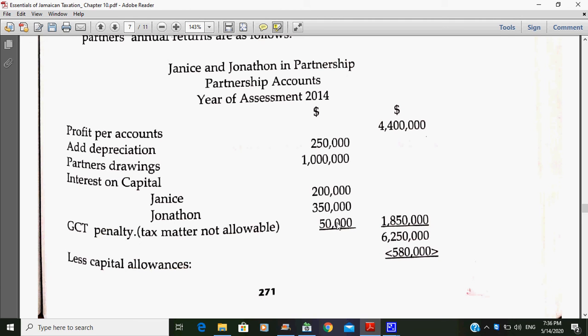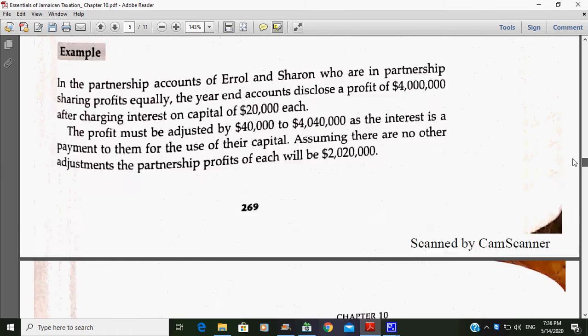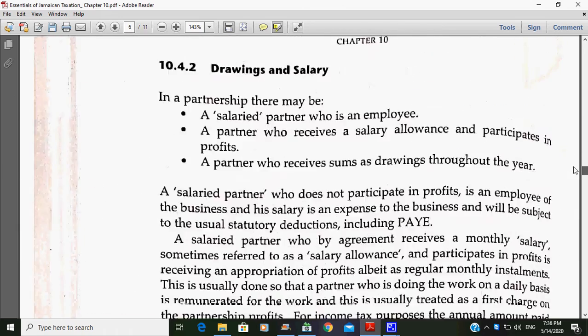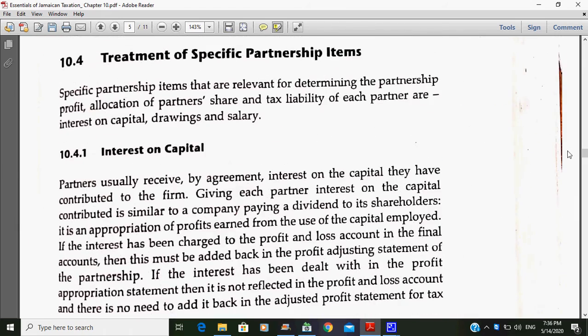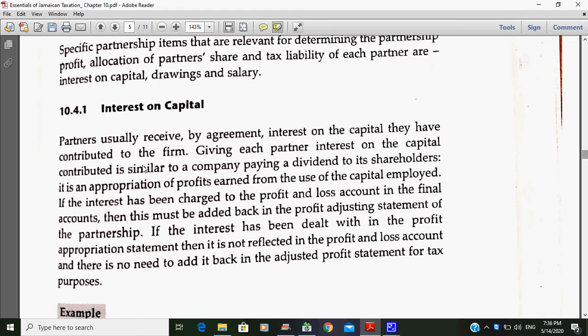Alright, I add up everything now. You get 1.8. Why would you add back interest on capital? Let's check back again. Alright, sorry. Now, what does it say? Partners usually receive by agreement.